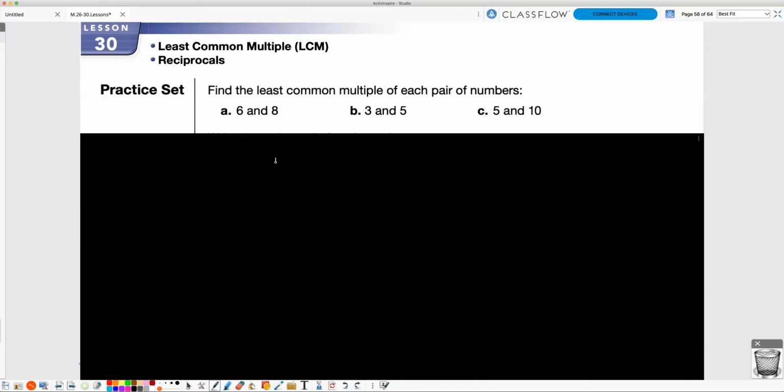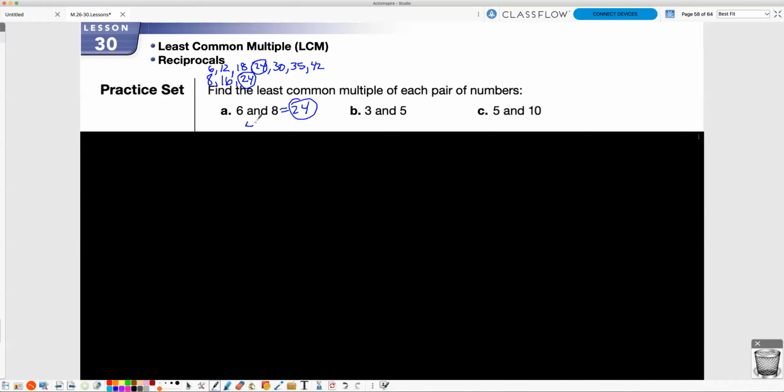So let's find this. What's the least common multiple of each pair of numbers? For 6 and 8, the multiples of 6, let me list them here, would be 6, 12, 18, 24, 30, 36, 42, and it goes on to infinity. The multiples of 8 would be 8, 16, 24. So the least common one that they have would be 24. The LCM equals 24 in this case.